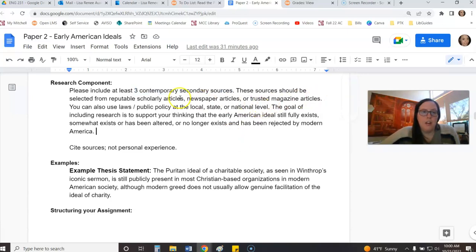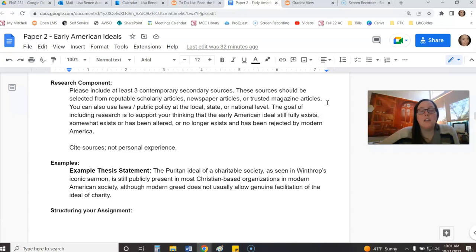You can find anything that feels credible. Scholarly articles are great, newspaper articles are fine, trusted magazine articles, any law or public policy at the local, state, or national level. You can think of TED Talks or even college courses that are being taught that might reflect particular ideals.